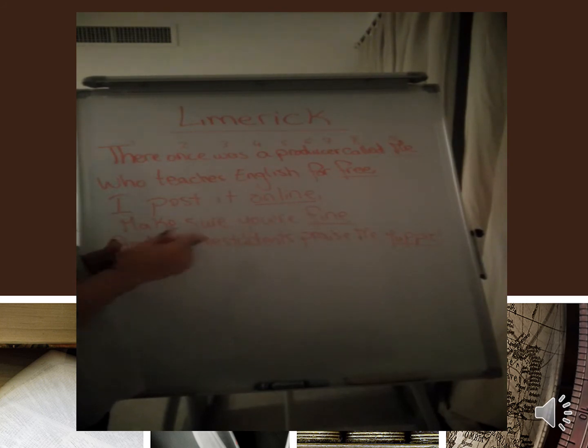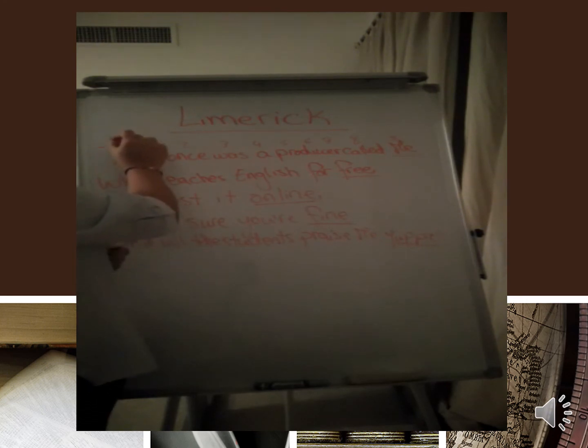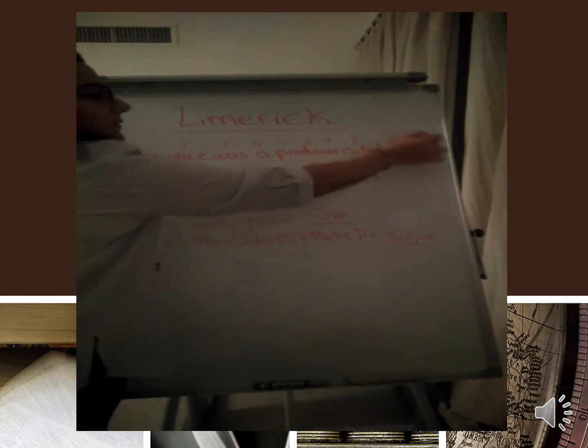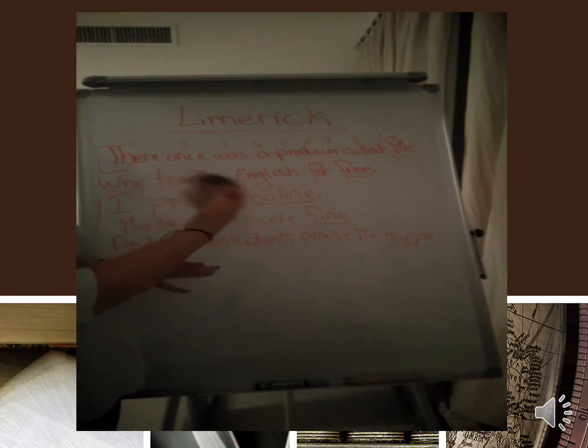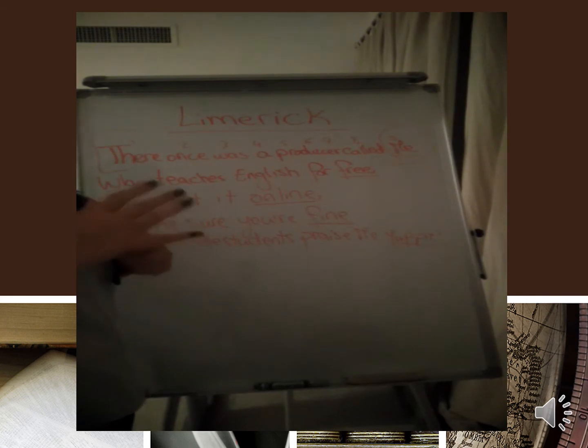So this is the rhyme scheme. As you can see, the first line introduces me. The second line gives details about me. I'm an English teacher and I give courses for free. Lines 3 and 4 talk about the story. And the final line is like a conclusion to wrap it up. So, the limerick is a short story in a poem that is in a funny way.